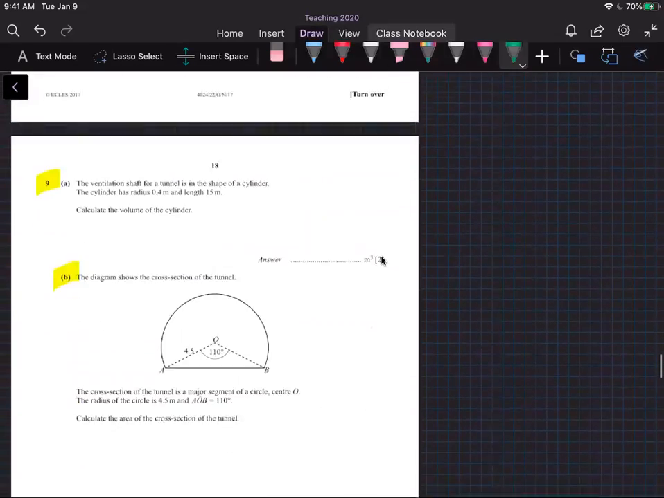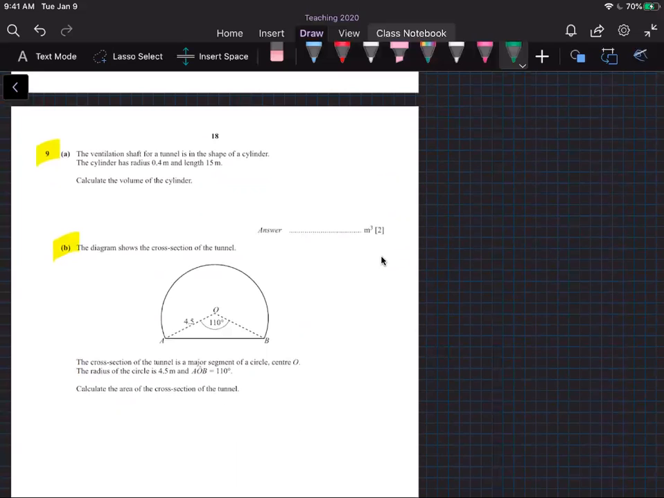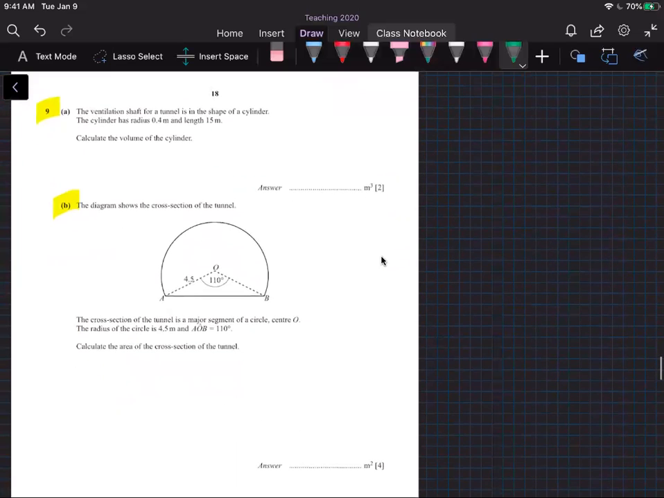Lagi. Okay, there. Soalan 9 bahagian B. The diagram shows the cross-section of the tunnel. The cross-section of the tunnel is a major segment of a circle center O. Okay, good. I understand the question. You have to understand the question, baru kamu dapat jawab.